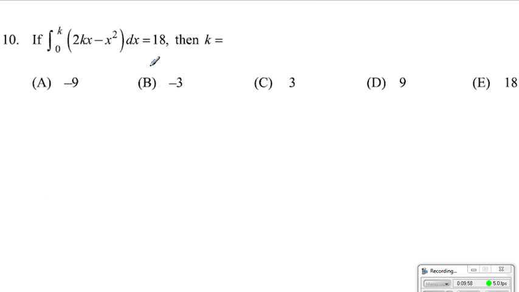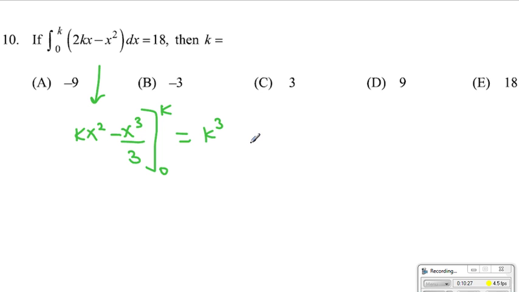Alright, so here, what are we going to do? We have to take the antiderivative. Then here what we end up getting is this. Since k is a constant, we get k x squared minus x to the third power over 3, which goes from 0 to k. Now, if you plug in k, we end up getting k to the third power minus k to the third power over 3. If you plug in 0, we get 0.